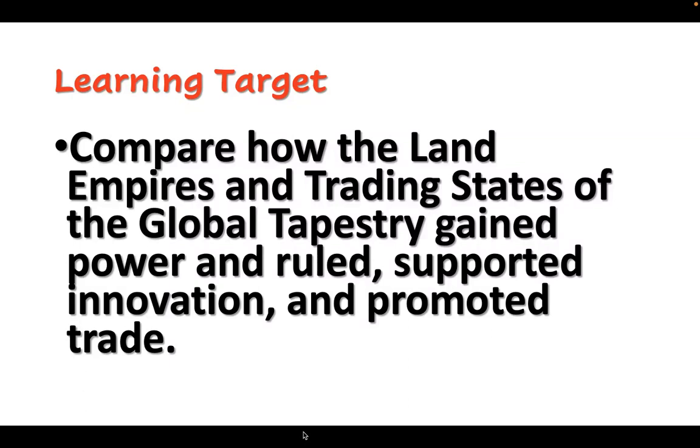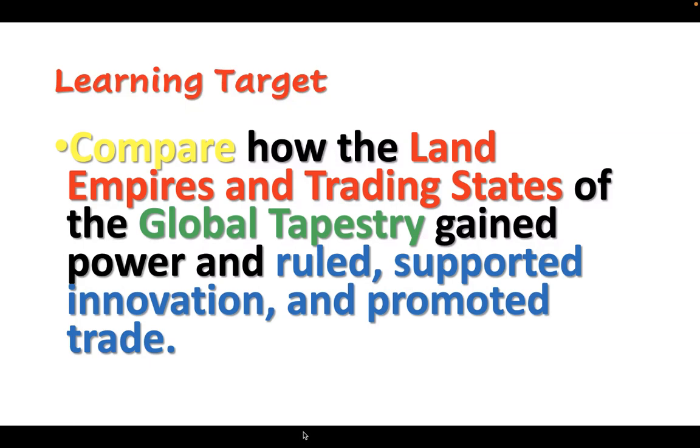So now that we've gone through each of the five main areas, now we're zooming back out and we're looking for similarities and differences. So when we unpack this question, the yellow is our verb, compare. Well, when we compare, we find similarities, we find differences, and we find why. A little bit more on that in a second. Our subject, land empires and trading states of the global tapestry age, is in red, and green is marked out because that's the time period.